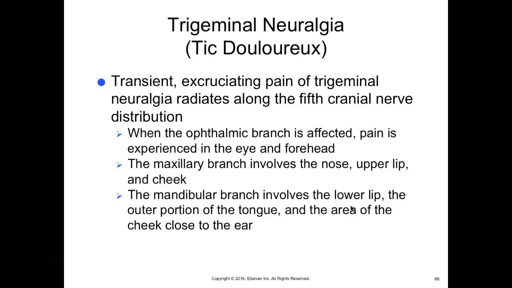the pain occurs. So when the ophthalmic branch is affected, pain is experienced in the eye and the forehead. When the maxillary branch, this involves the nose, upper lip, and the cheek. And when the mandibular branch is involved, it's the lower lip, outer portion of the tongue, and the area of the cheek close to the ear. So depending on which branch would determine where. And, in worst case, it could be all areas, which would be really excruciating.